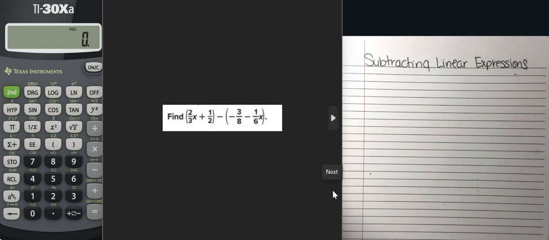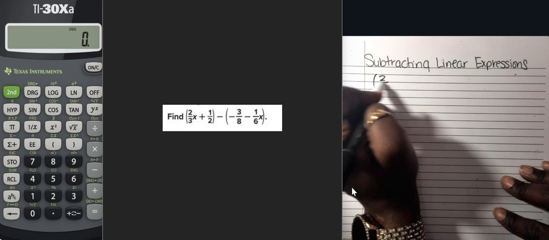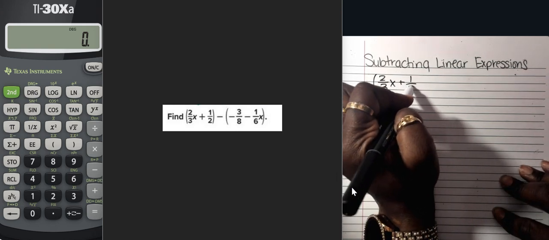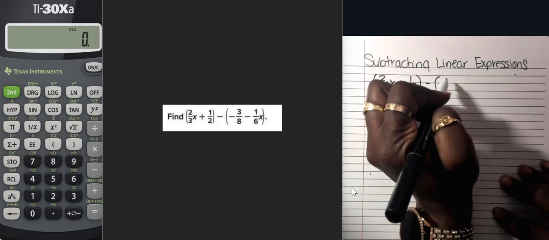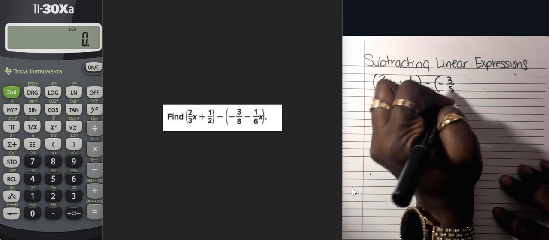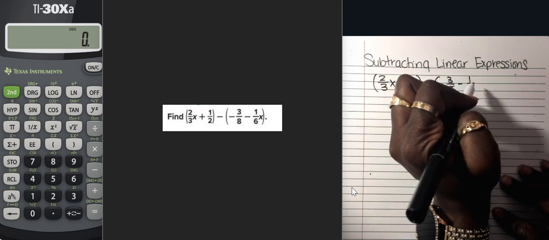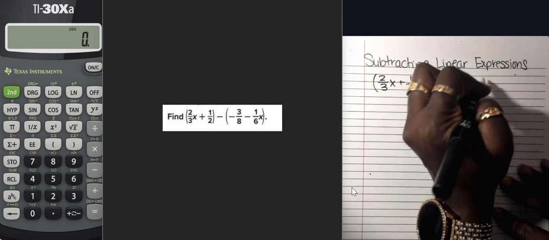Right, so we are working with another problem where we are talking about subtracting linear expressions. However, in this example, we are given fractions to work with. It does not matter that they've given us fractions because we're still going to use the same process that we've been using in the past. So the first thing I'm going to do is just rewrite our problem. And so what we have is 2/3 x plus 1/2 minus a negative 3/8 minus 1/6 x.